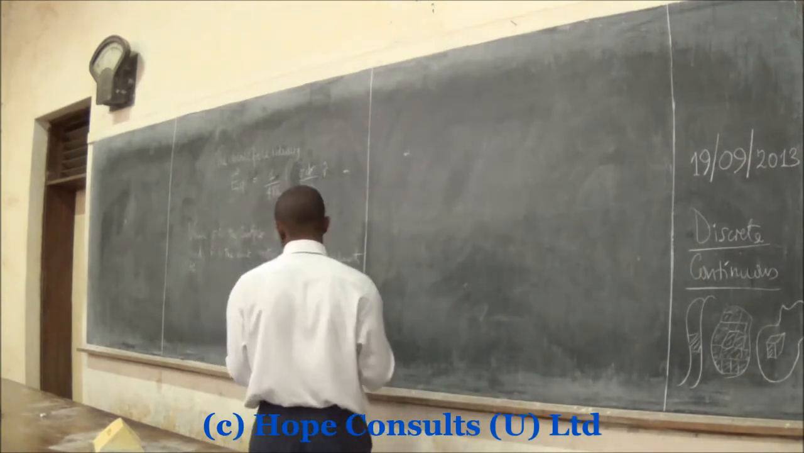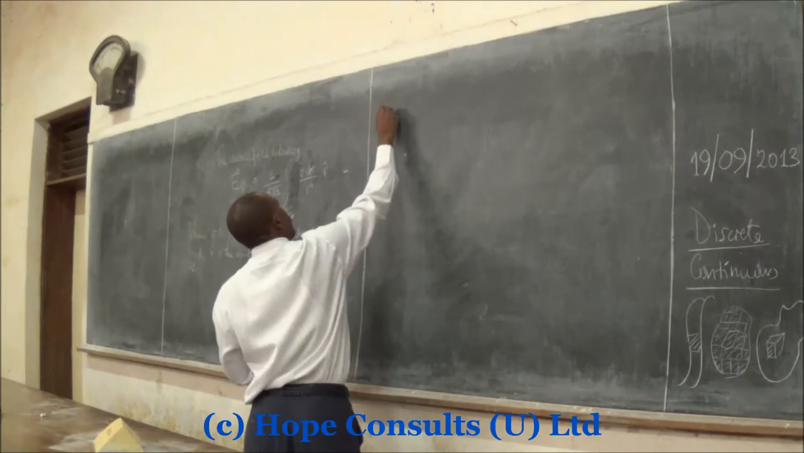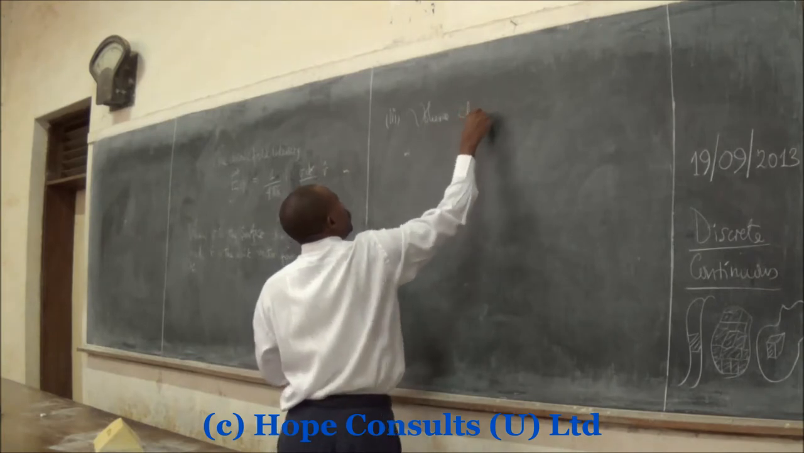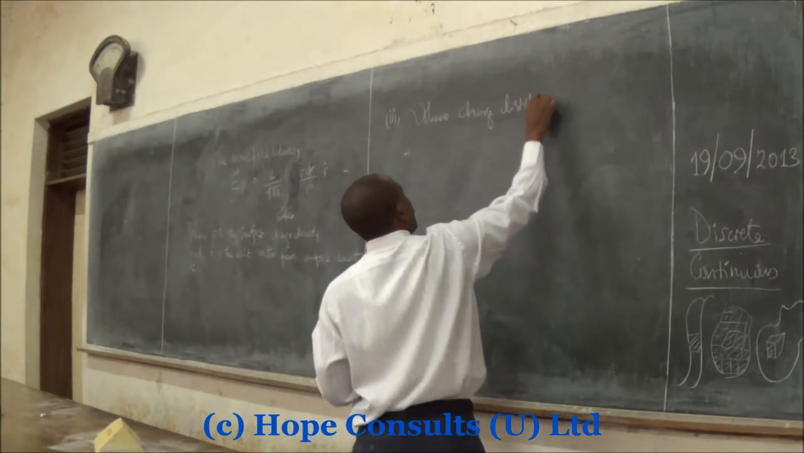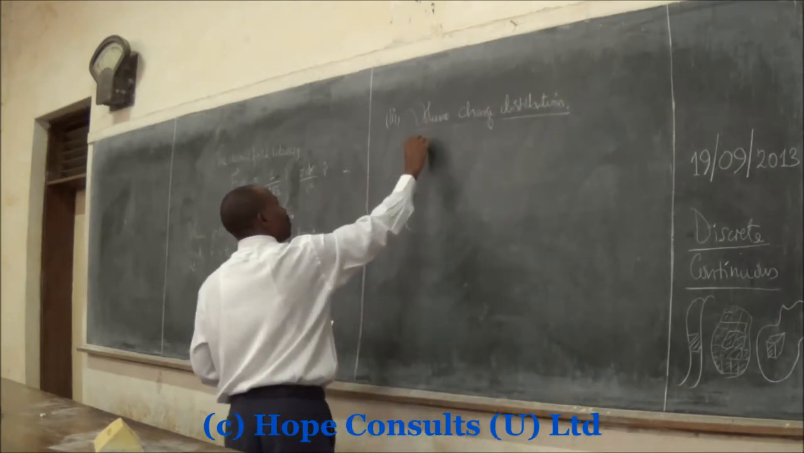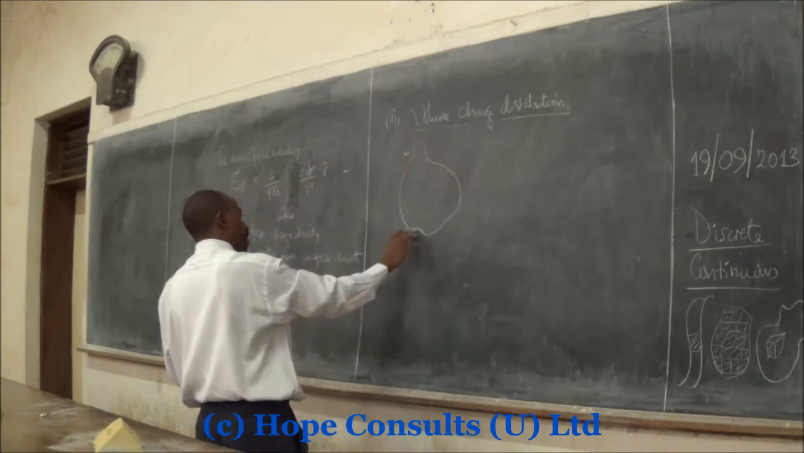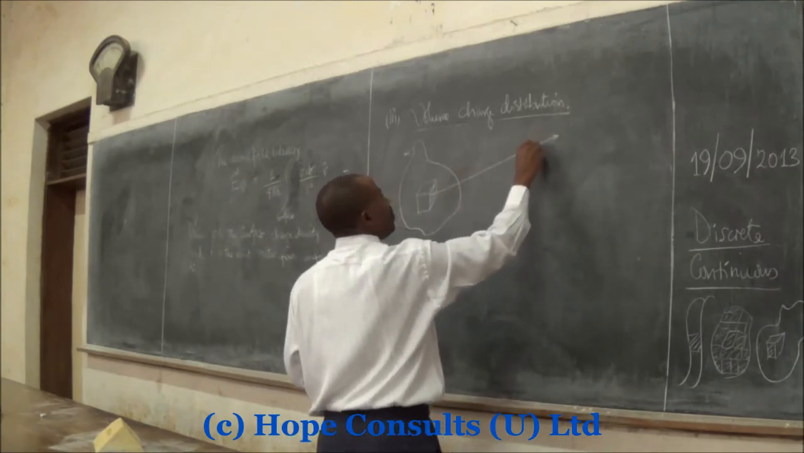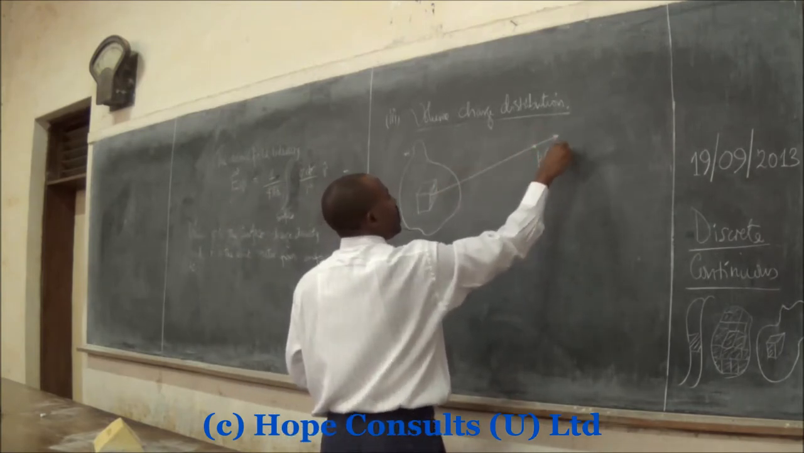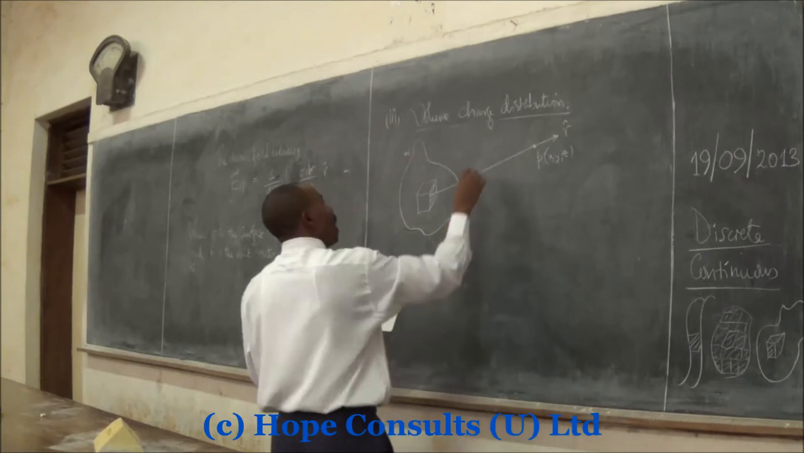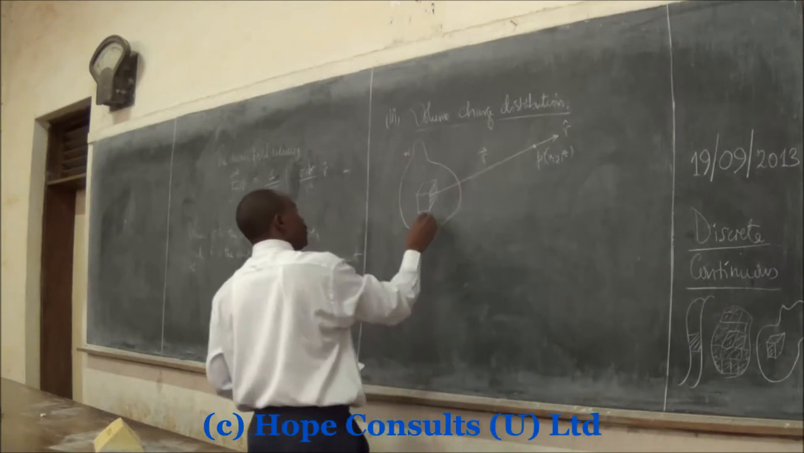So, for the volume charge distribution, then we have our volume. I can draw it like an oval curve almost. And then I will take the elemental volume in the form of a cube. I have my observation point P in a space of x, y, z. And then I have my R roof or cap. I have R. And then I have the tau.